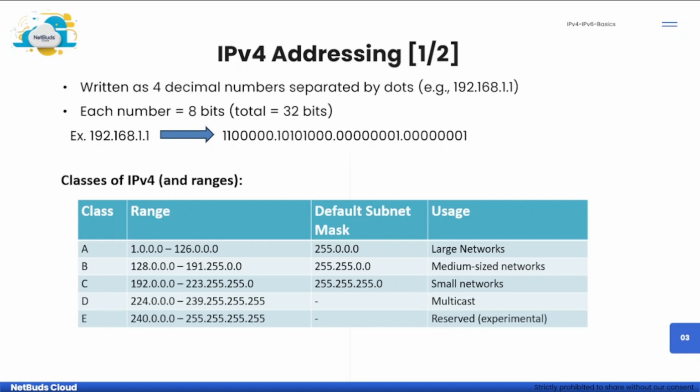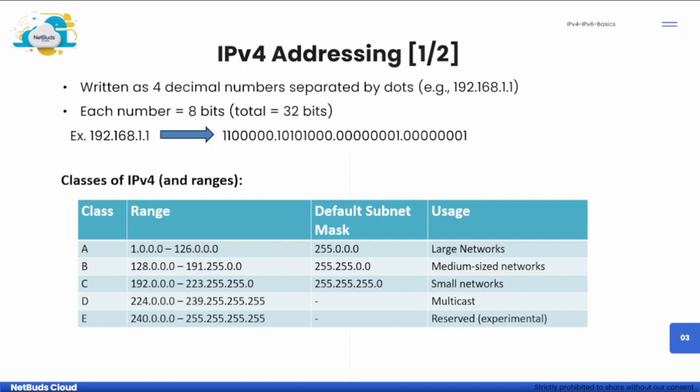And the range for class A starts from 1.0.0.0 to 126.0.0.0, and it has a default subnet mask of /8 or 255.0.0.0. For class B, the range starts from 128.0.0.0 to 191.255.0.0, and the default subnet mask is 255.255.0.0. It is used for medium-sized networks.